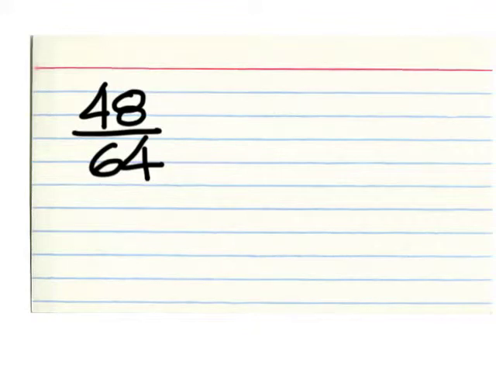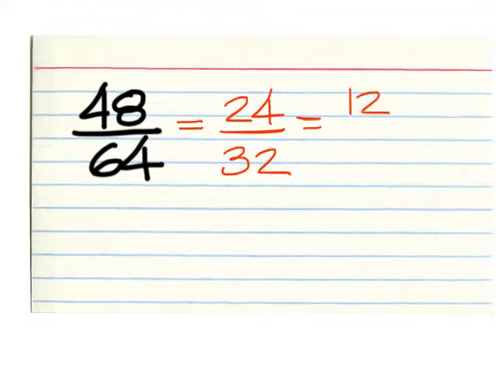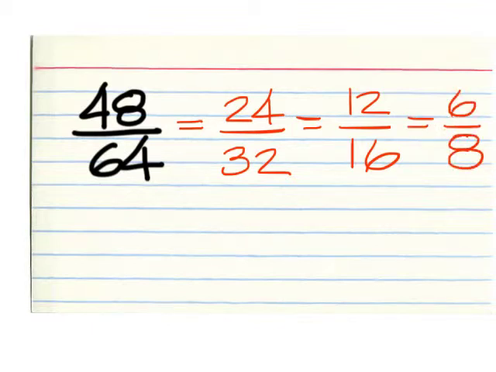Here's example number 3. 48 over 64. Again, you have even numbers. Now they're getting a little higher though. If you cut them in half, you have 24 over 32. You can still cut them in half to get 12 over 16. And still cut them in half to get 6 over 8.